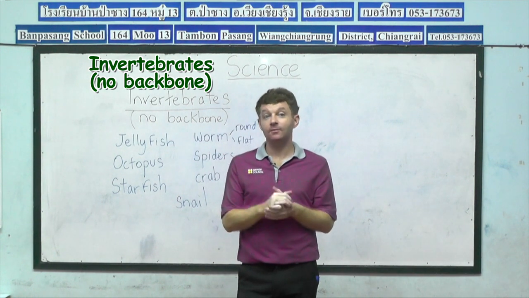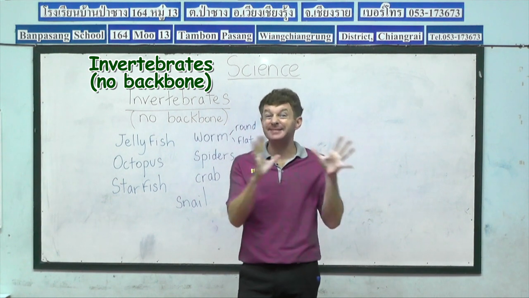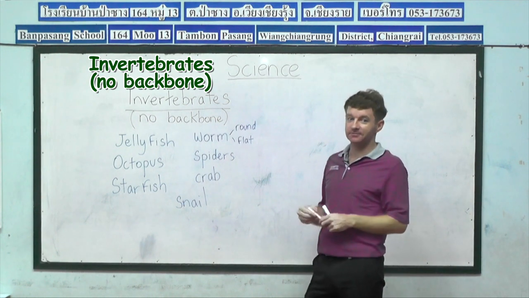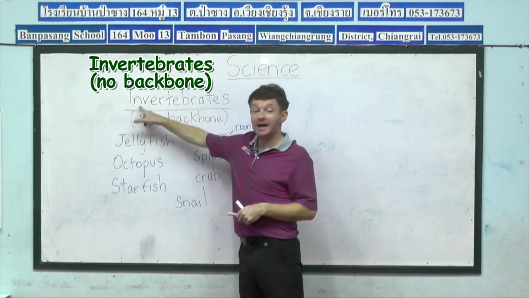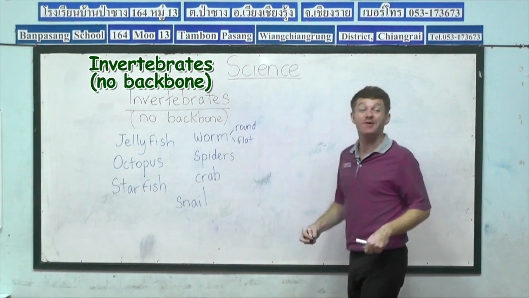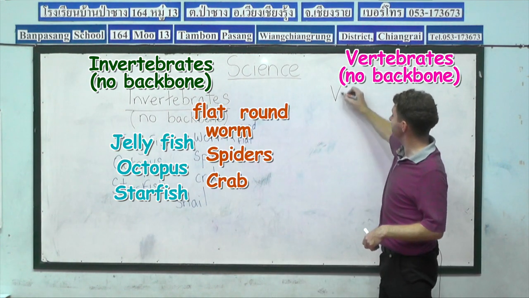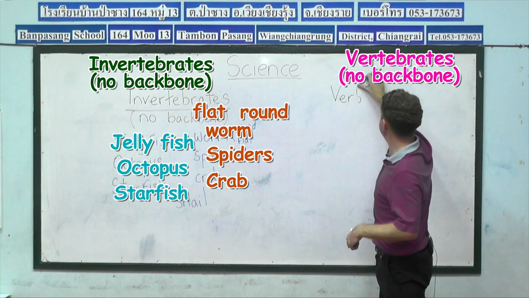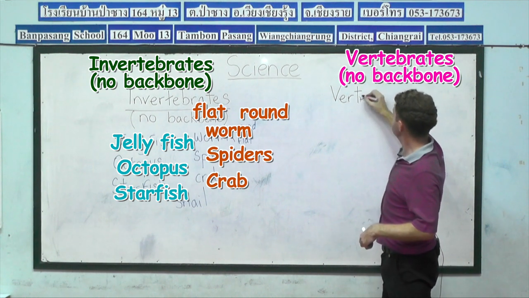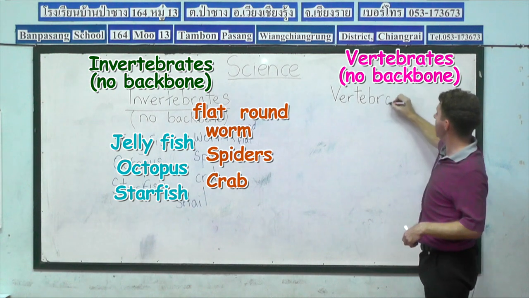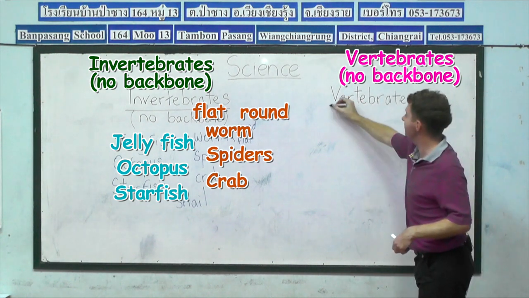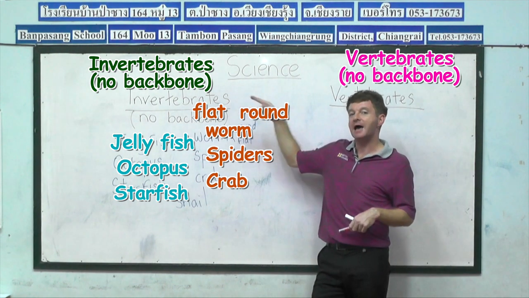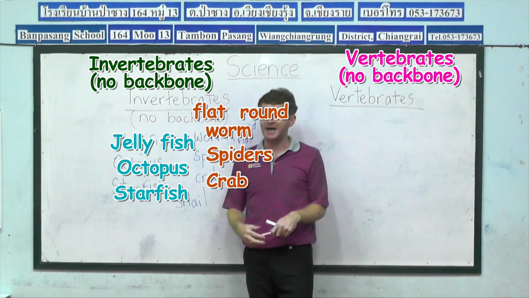So in today's lesson, we're going to move on and we're going to look at the second group of animals. And this time, we're not going to look at invertebrates. We're going to delete the I and the N and we're going to look at vertebrates. Vertebrates. Well done. V-E-R-T-E-B-R-A-T-E-S, vertebrates.